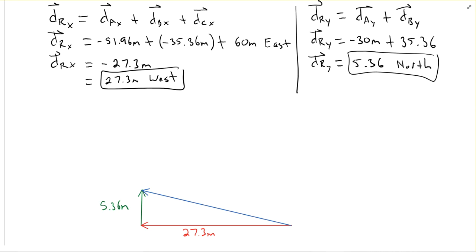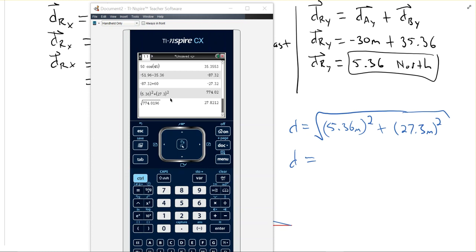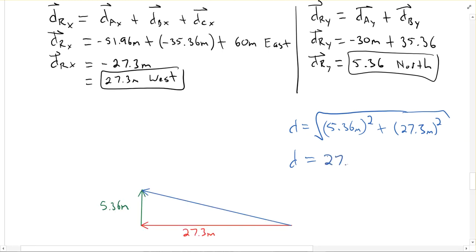Okay, so now just using the Pythagorean theorem, we can find out the magnitude of that, which is going to be the square root of 5.36 meters squared plus 27.3 meters squared. So d is going to be equal to, I get 27.8 meters.